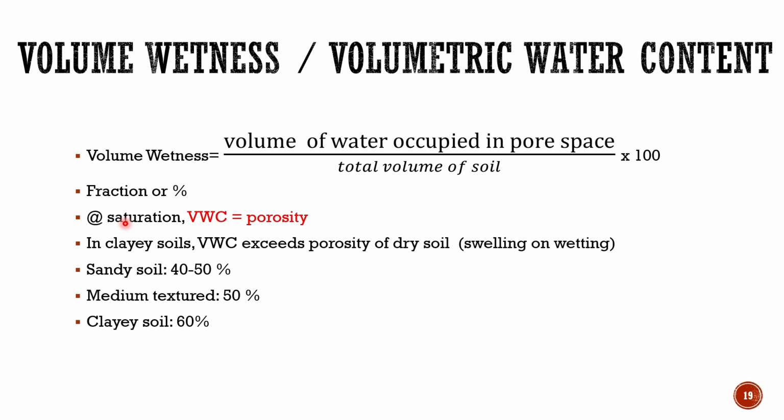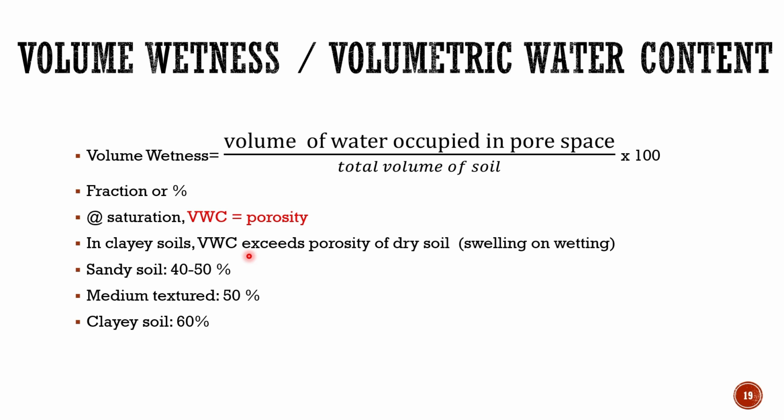Saturation means all the pores are filled with water. You know that. So the volumetric water content at saturation is equal to porosity. Why? Because at saturation, all the pores will be filled with water. Volumetric water content is the volume of water occupied in the pore space per unit volume of soil into 100. So if everything in the pore space is filled with water, it is saturation.